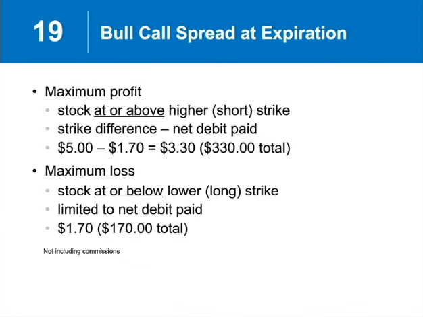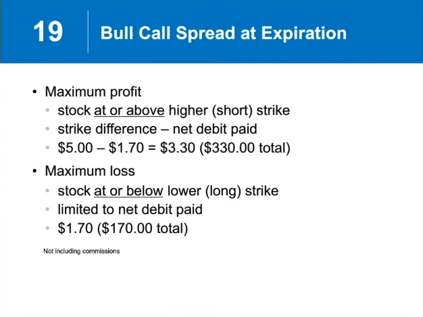The potential is $330 in terms of our maximum profit. Maximum loss, if we were to take this all the way to expiration and the stock was below the long strike at expiration, we'd have lost the $170 we paid for the spread. Again, if you had an expectation that the underlying was going up and then you changed your opinion, maybe you don't want to wait till expiration.